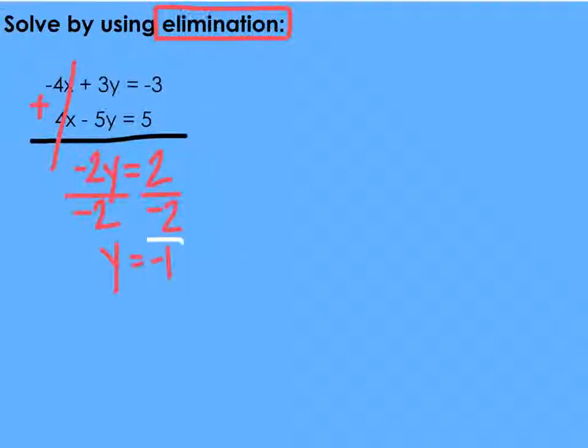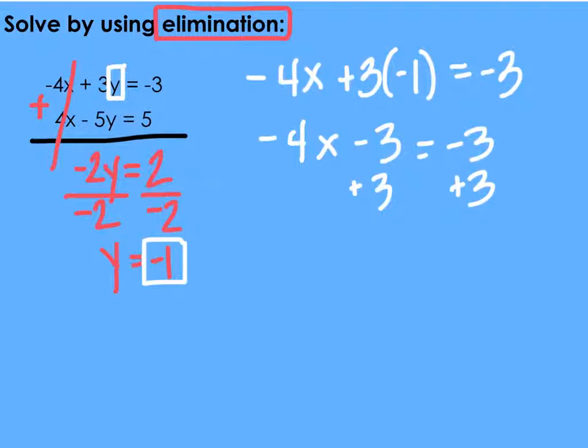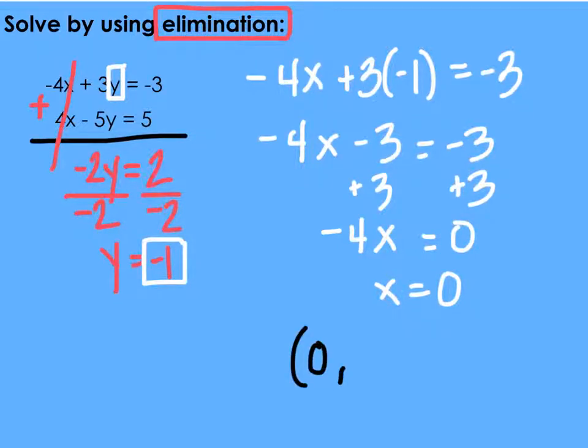Now that I know y, I just have to plug it back into one of my original equations. So negative 4x plus 3 times y, which is negative 1, is equal to negative 3. Negative 4x minus 3 equals negative 3. I'll add 3 to both sides. I get negative 4x equals 0, so x equals 0. That gives me the ordered pair 0, negative 1.